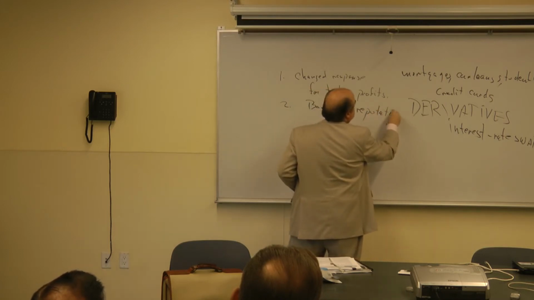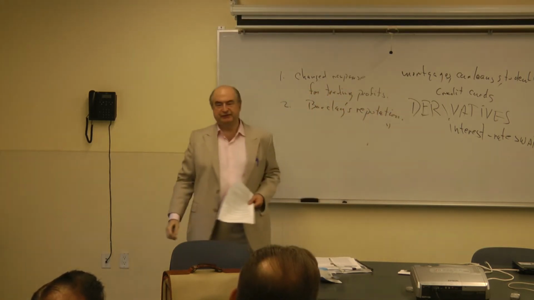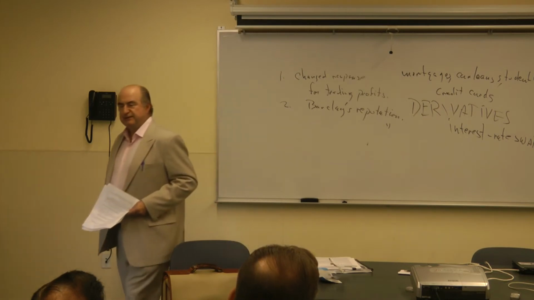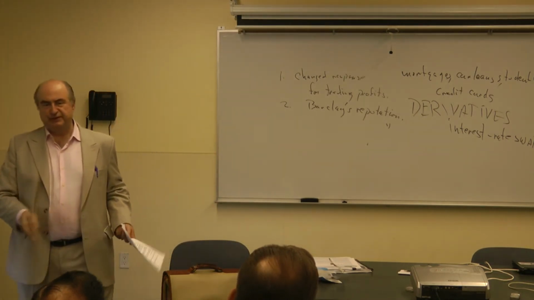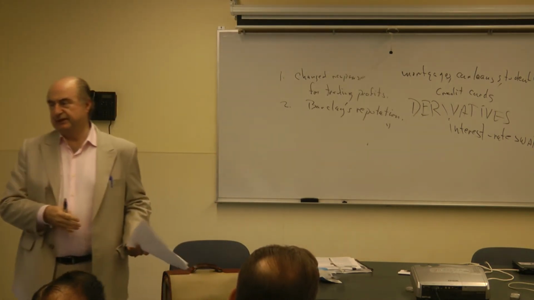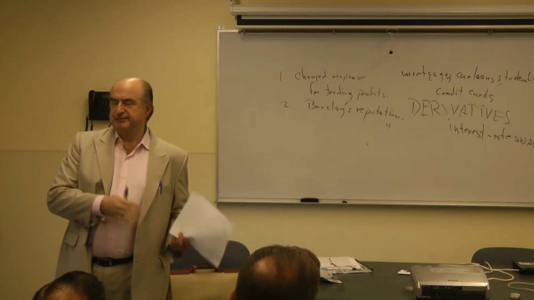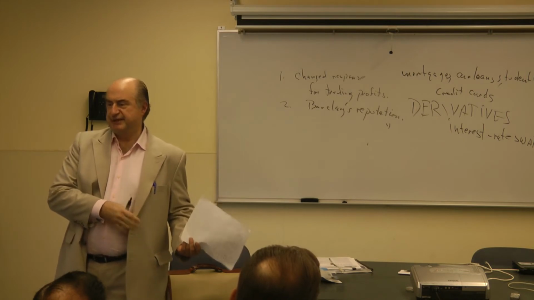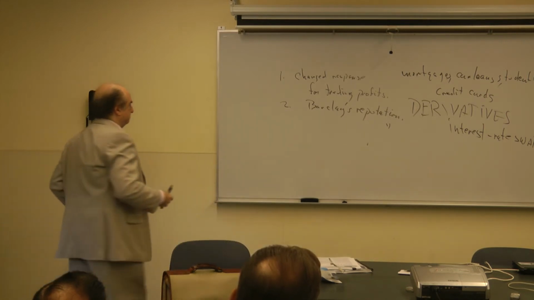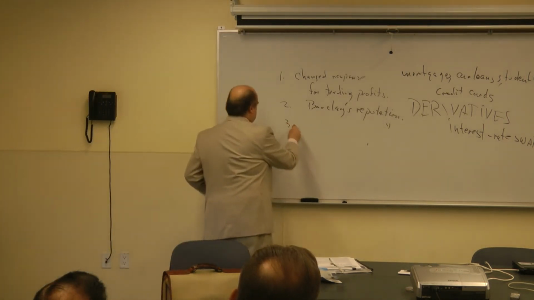Second, they changed the response to protect Barclays' reputation. In other words, what happened was they had trouble around 2008 when the crash happened, big fallout. They did not want the world to know that they would have had to pay higher rates, so they reported lower rates to make it seem like they were more solvent than they actually were. Of course, that's illegal.